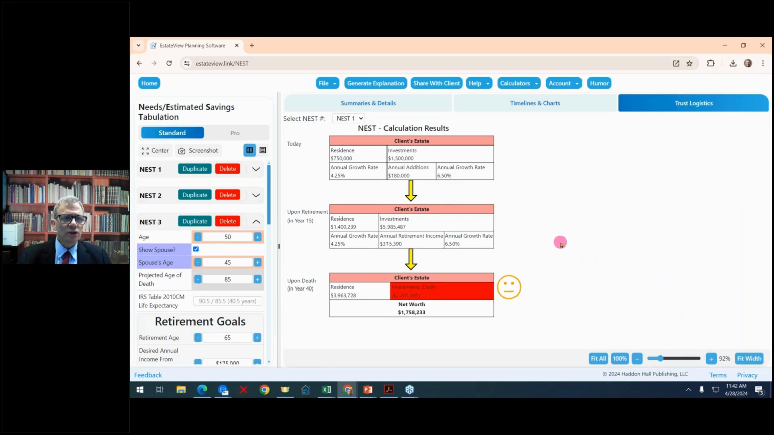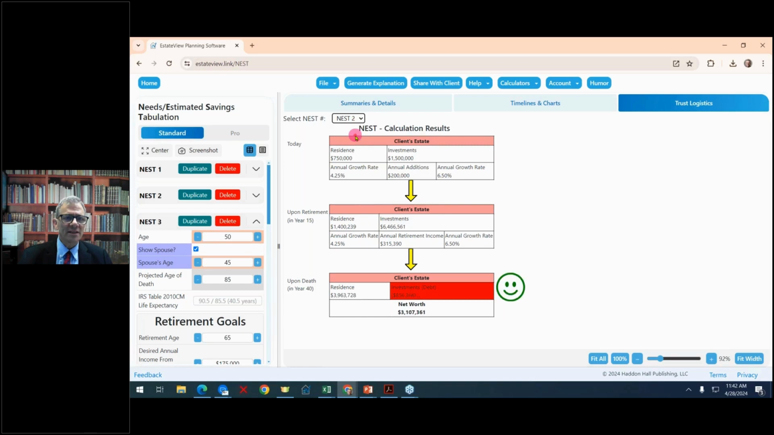I can also show them the nest number 1, what it looks like, where they are today, and on retirement in 15 years and on death in year 40. With a deficit, their home would be worth $4 million, but they would owe a mortgage of $2.2 million on it and have no investments.